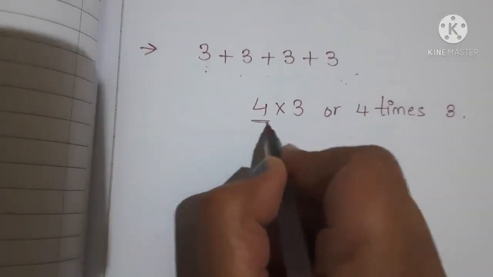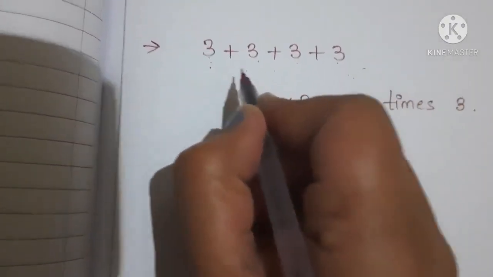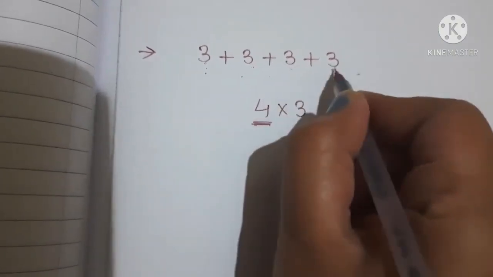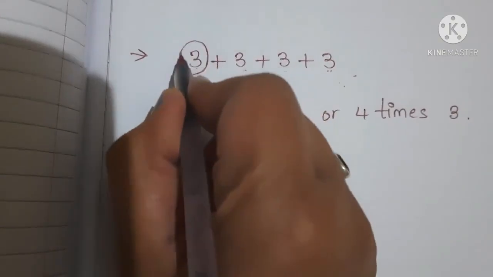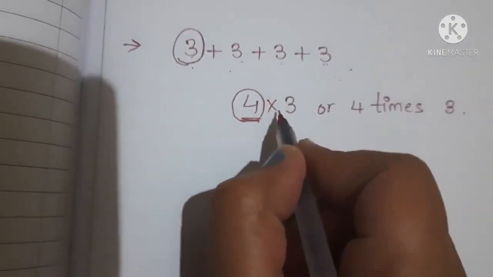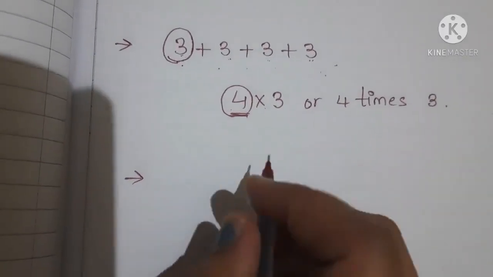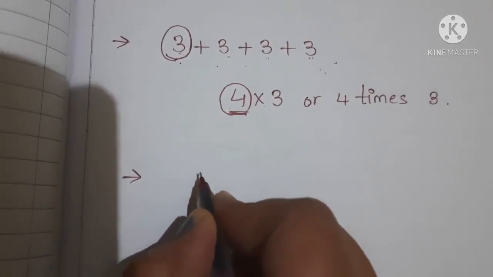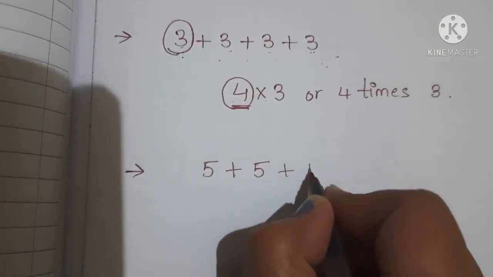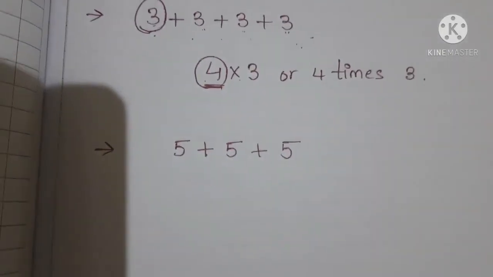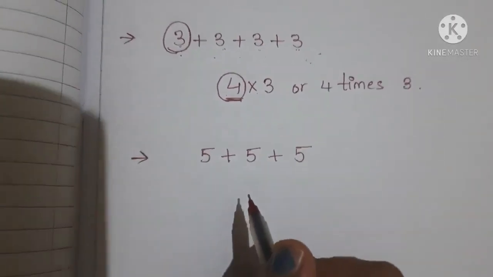Why we are writing 4? Because this number is repeating 4 times here. 1, 2, 3, 4. 4 times. Which number is repeating? 3 is repeating. So we are writing it as 4 times 3. Now I am repeating number 5 3 times. That is 5 plus 5 plus 5. Now how we are writing this using multiplication sign?